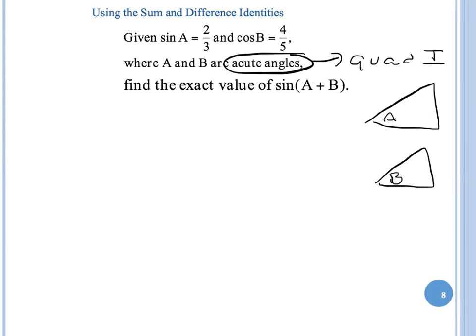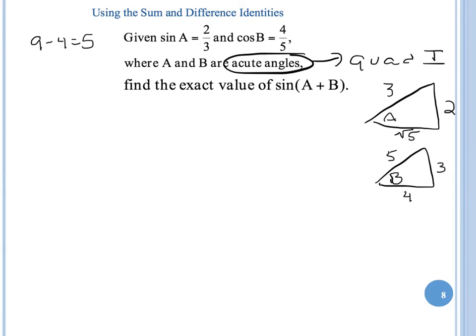So angle A tells me my opposite is 2 and my hypotenuse is 3. And if I do a little Pythagorean theorem, 9 minus 4 equals 5, so this must be the square root of 5. In B, my cosine, so I have 4 and 5, and my missing side must be 3.